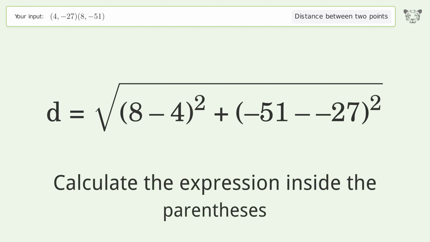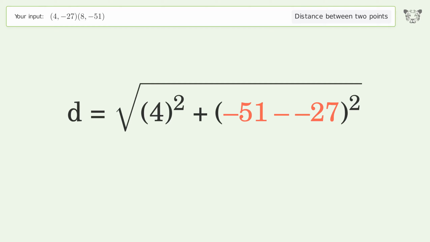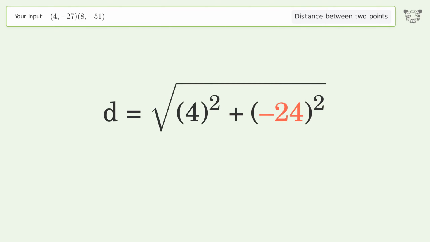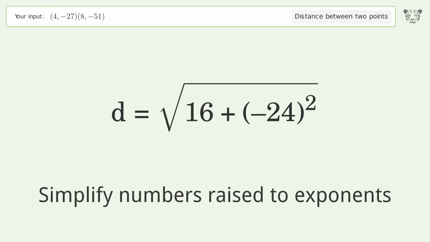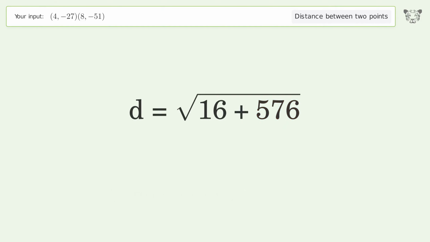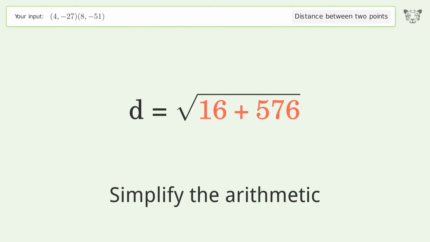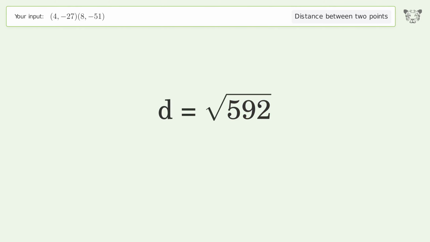Calculate the expression inside the parentheses. Simplify numbers raised to exponents. Simplify the arithmetic. And so the distance between the 2 points is the square root of 592, or 24.331.